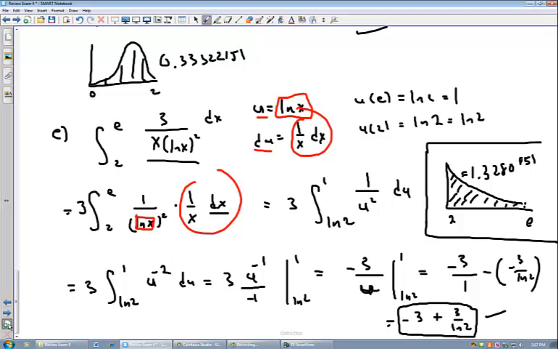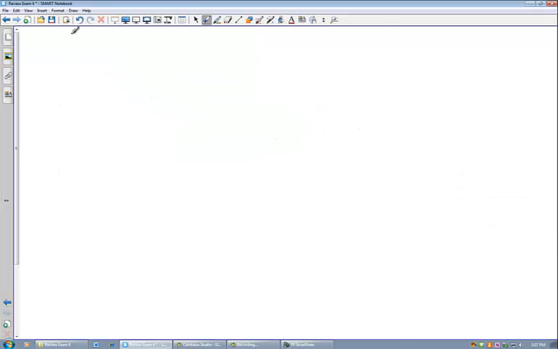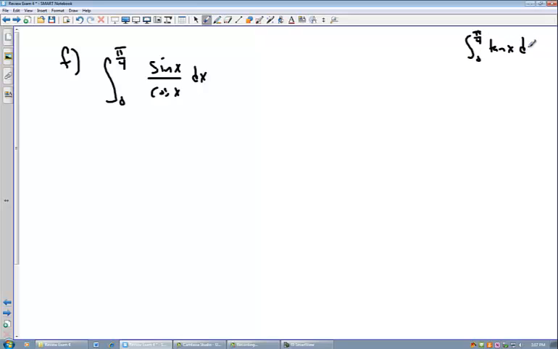All right, so last problem, this is A, B, C, D, E, F. So part F, I have the integral from 0 to pi over 4 of sine of x over cosine of x dx. Now normally I see this integral written like this, the integral from 0 to pi over 4 of tan of x dx, because that's the same thing, and it adds another level of complexity, but I didn't write it like that because I thought this way is actually hard enough.